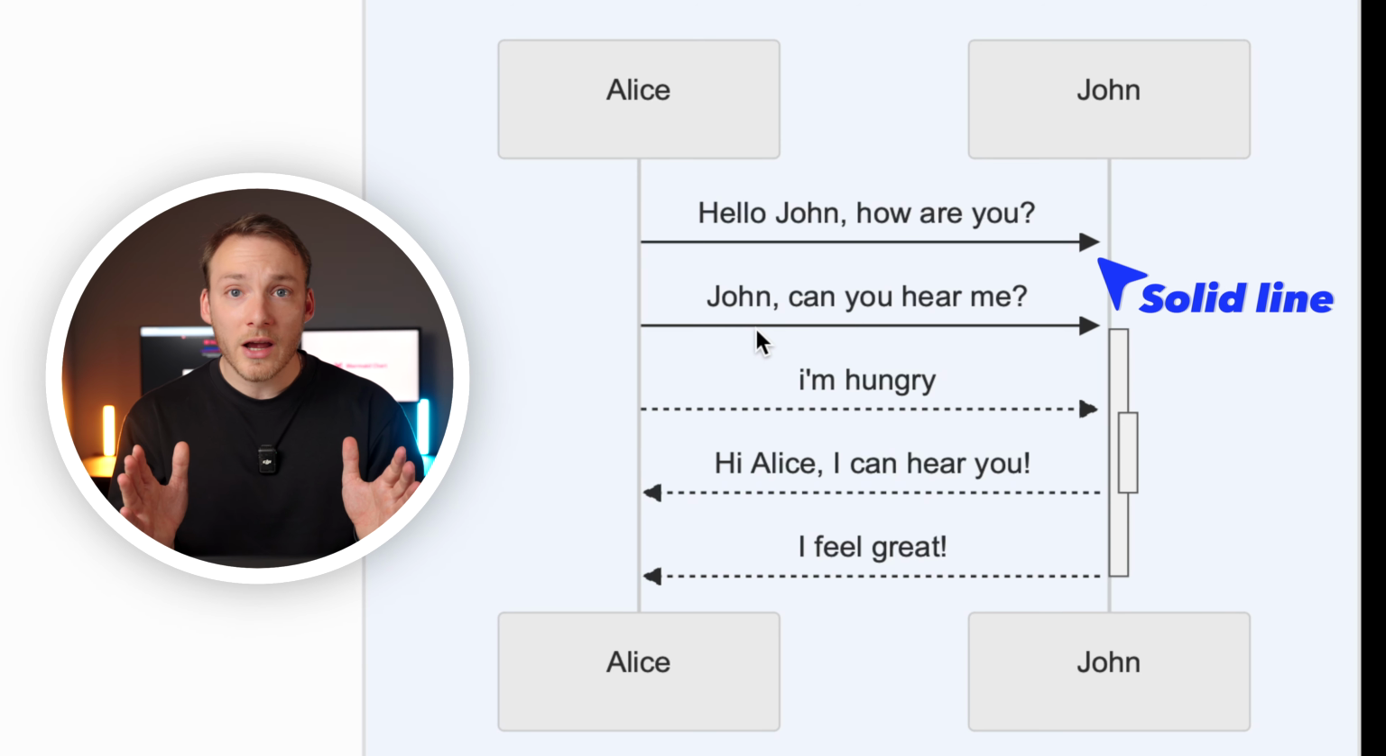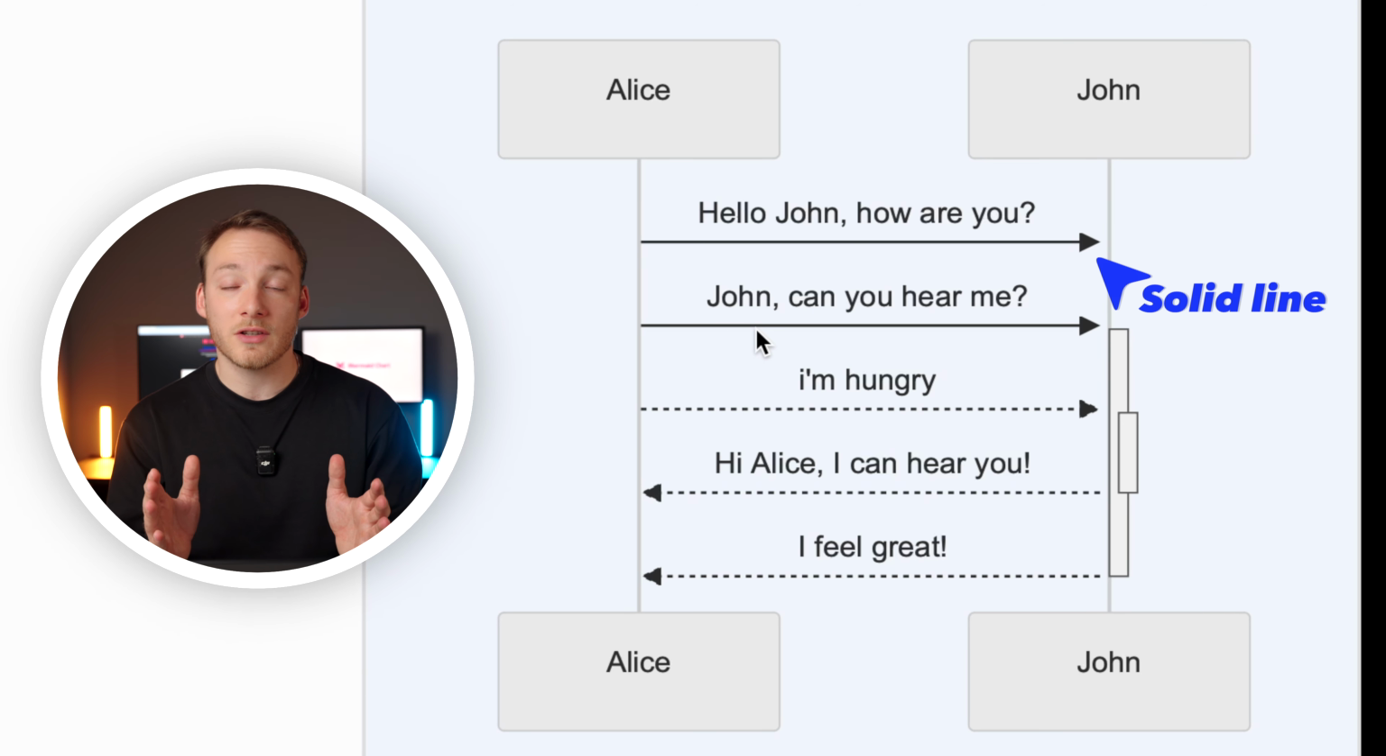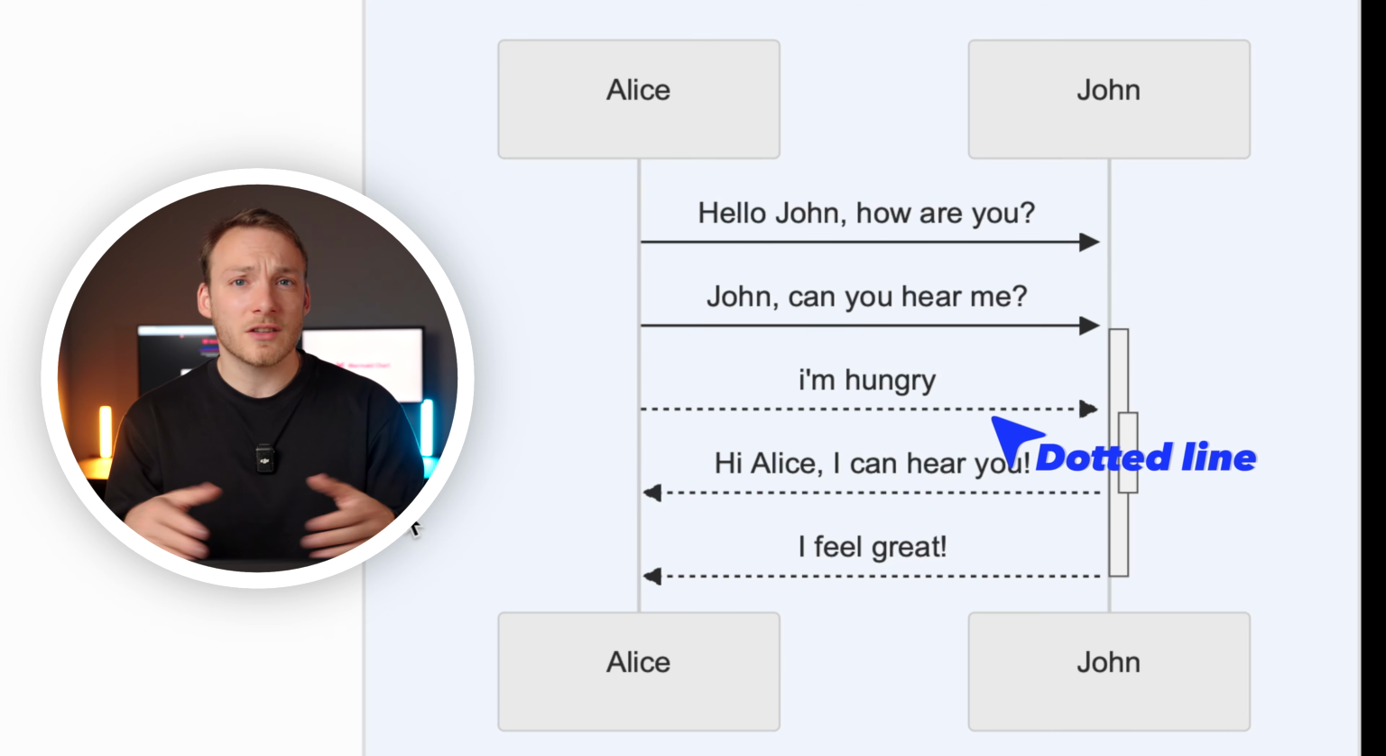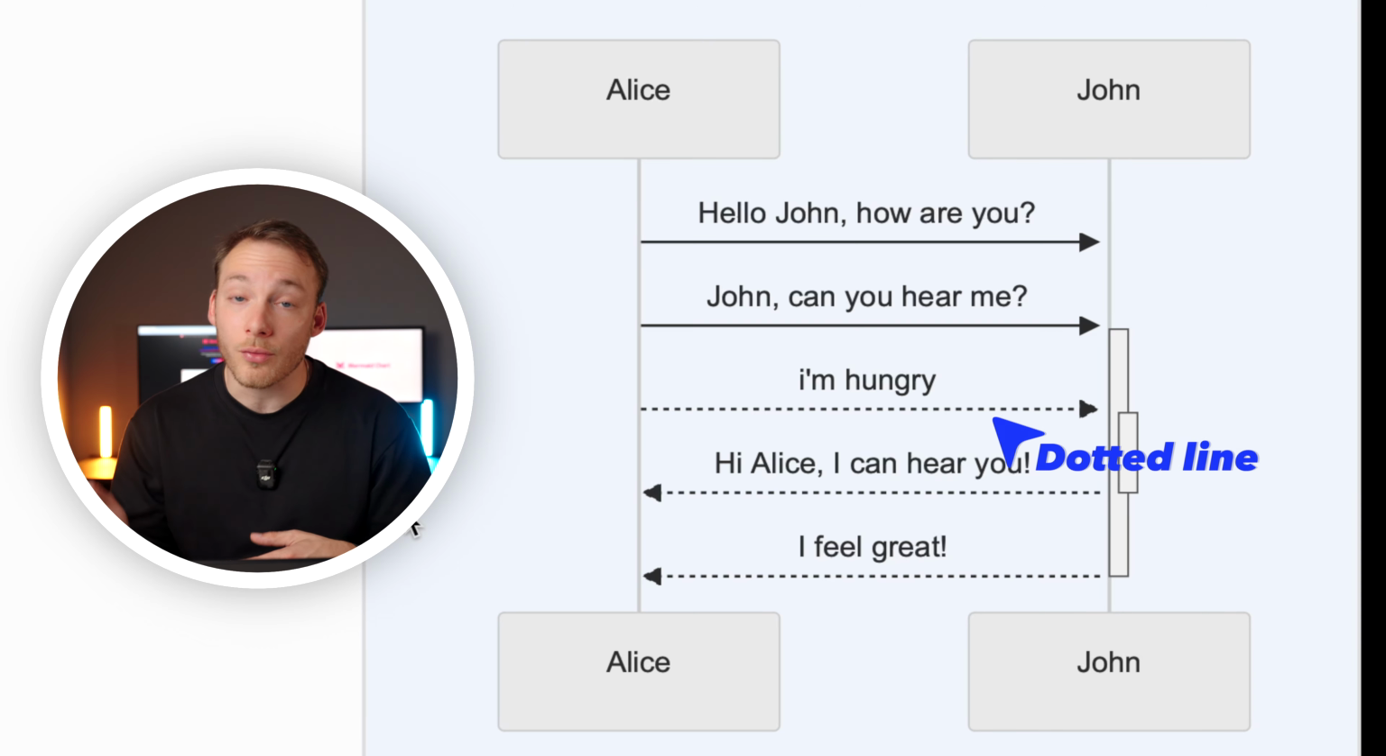Oh, and a little tip here, but you might already know this. A solid line represents a message where the sender of the message waits for a response from the receiver before continuing. And a dotted line means that the sender doesn't wait for an answer back and continues right away.